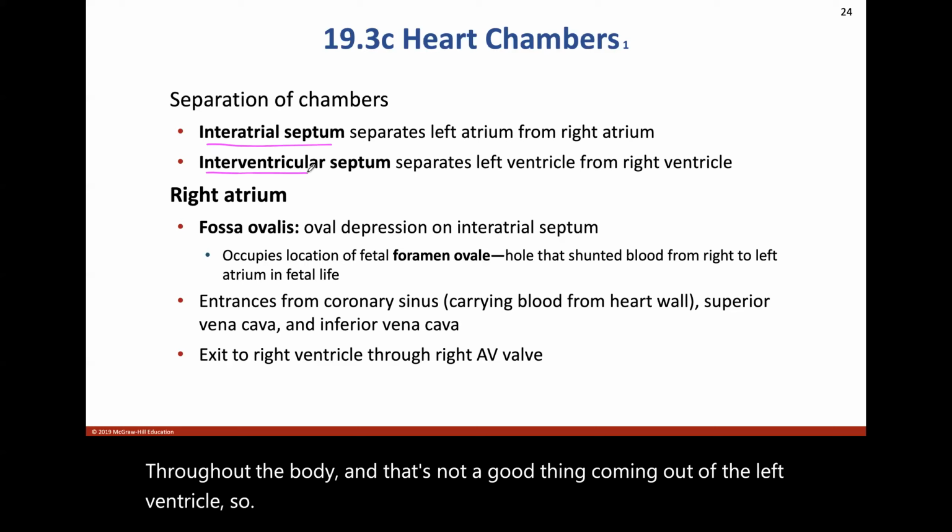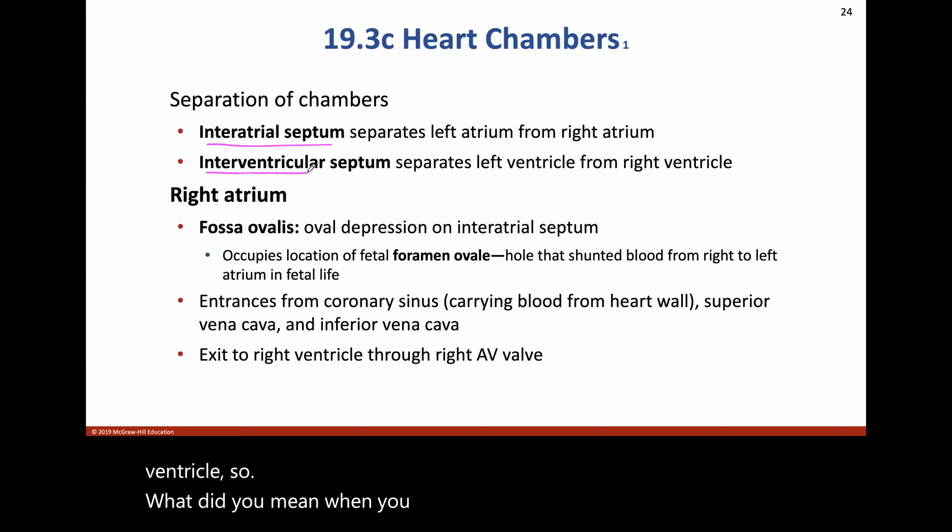What did you mean when you said patent? Patent means open. Oh, okay. Thank you.